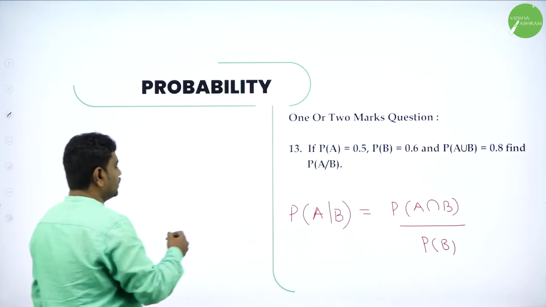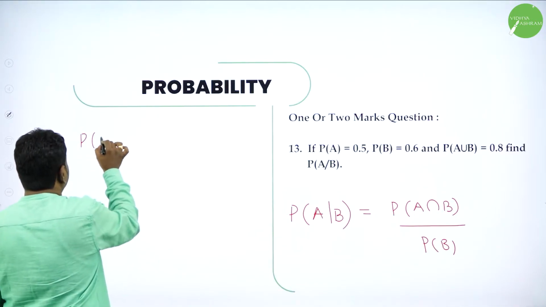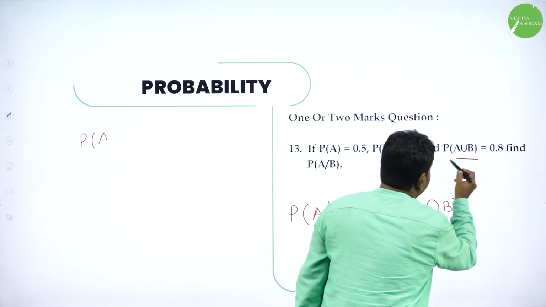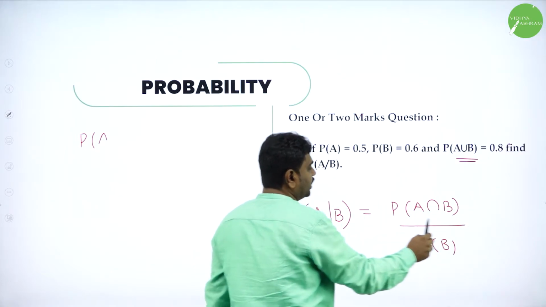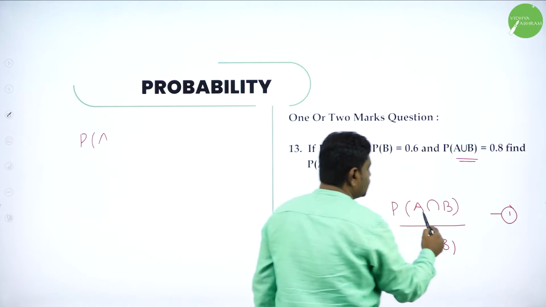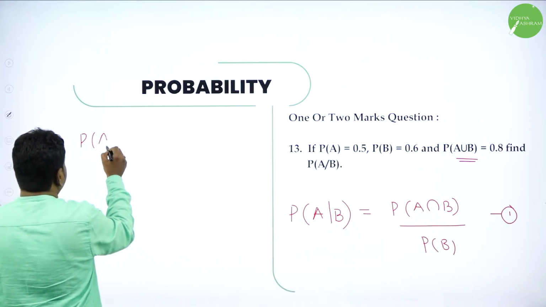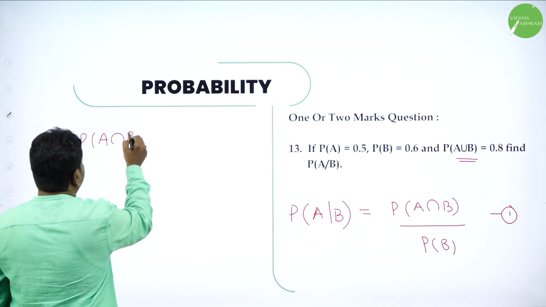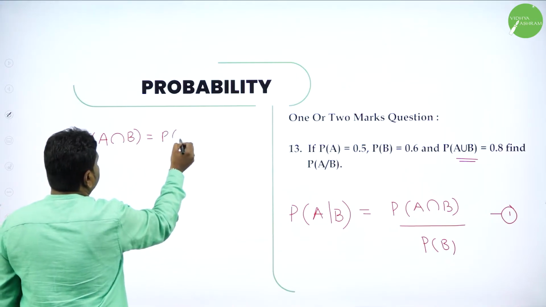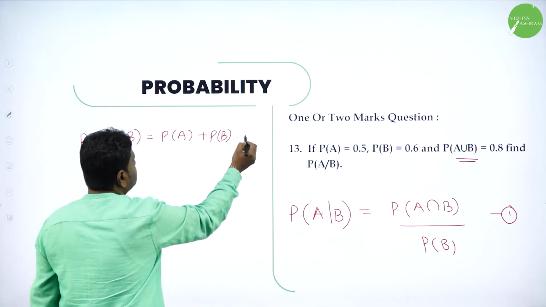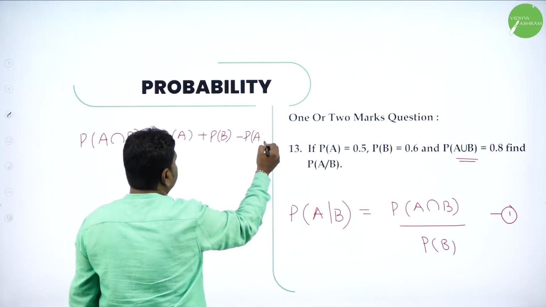So now use this relevant formula and get the answer. They gave P of A union B, but our formula contains P of A intersection B. So first you need to get P of A intersection B. How to get P of A intersection B? So we have a formula: P of A intersection B is P of A plus P of B minus P of A union B.